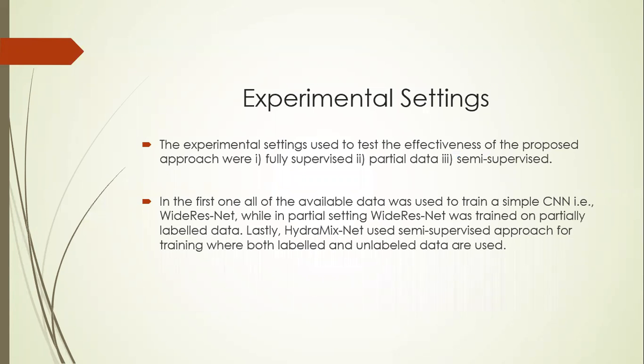Let us discuss the experimental settings. The experimental settings used to test the effectiveness of the proposed approach were fully supervised, partial data, and semi-supervised. In the first, all the available data was used to train a simple CNN, while in the partial setting, HydraMixNet was trained on partially labeled data. Lastly, HydraMixNet used the semi-supervised approach for training where both labeled and unlabeled data are used.